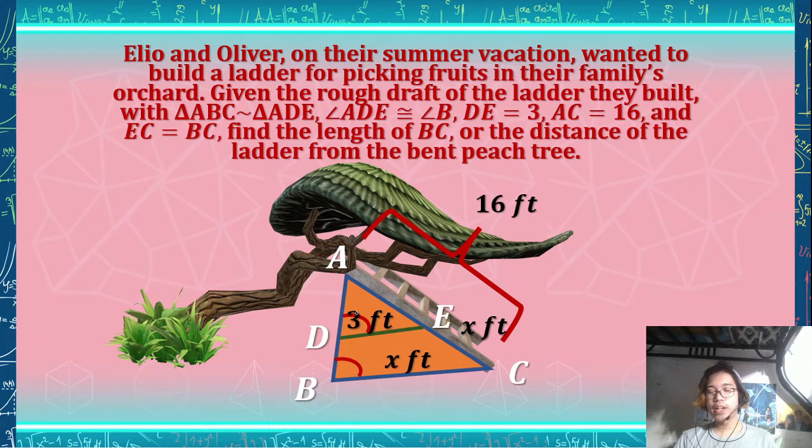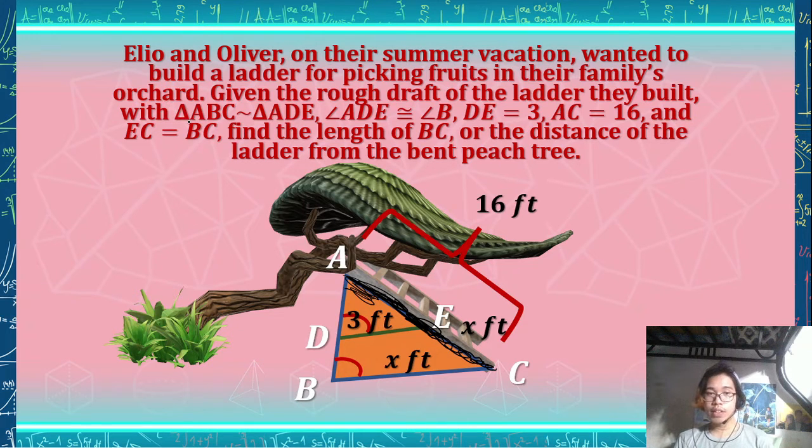So guys, let's try this second problem for similar polygons. We have here Elio and Oliver on their summer vacation who wanted to build a ladder for picking fruits in their family's orchard. Given the rough draft of the ladder here, this is the ladder, guys. It's this line segment, so that's AC. That's going to be our ladder for this problem that they built.